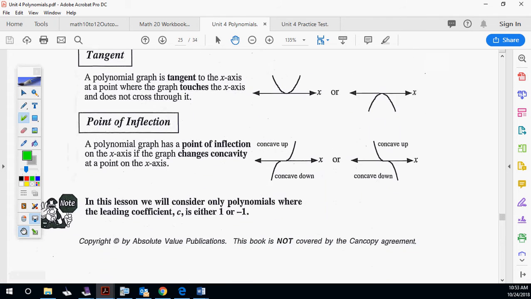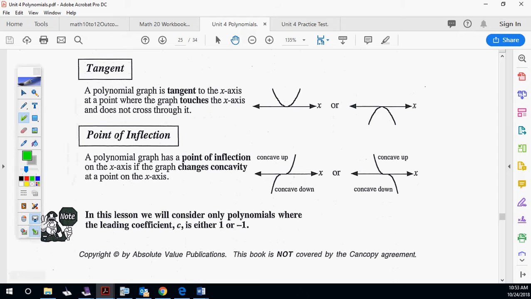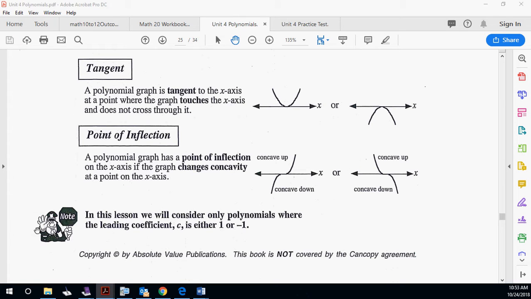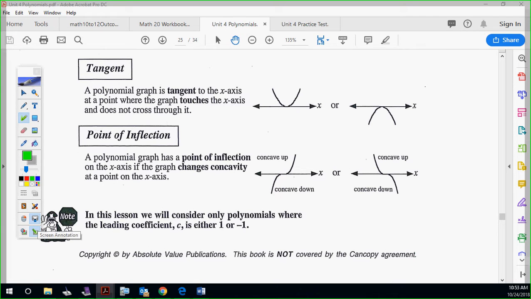Tangent. You guys remember what tangent means? Tangent means one time through. So a polynomial graph is tangent to the x-axis at a point where the graph touches the x-axis and does not go through it. So essentially it only hits at one point. It means it bounces. Think about the real definition of tangent, which I like: you do this in calculus, you find tangent lines for slopes. You have a line that goes through exactly one point. That's called tangent. So your tangent line is simply the x-axis here. It's just hitting at one point.